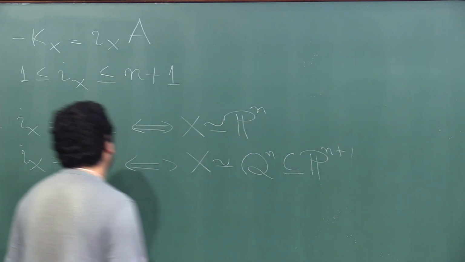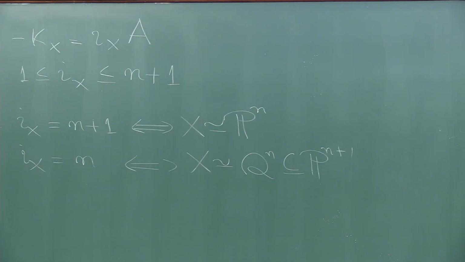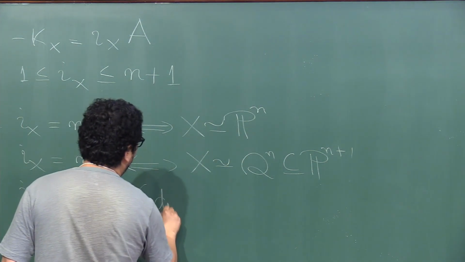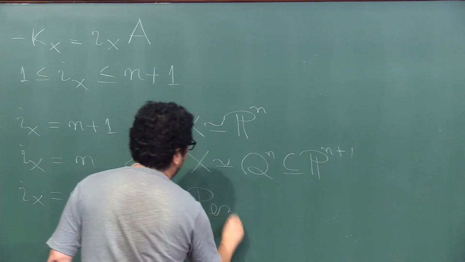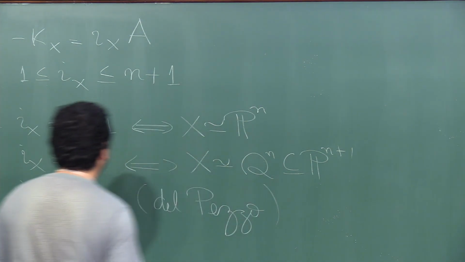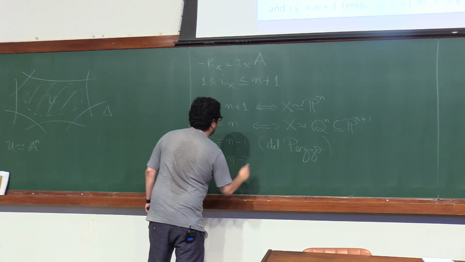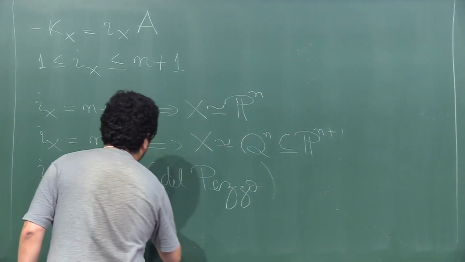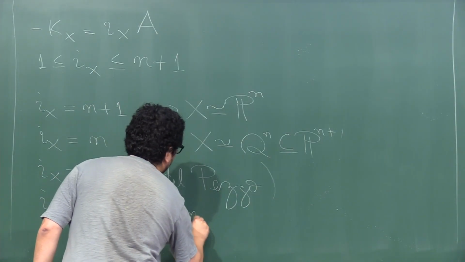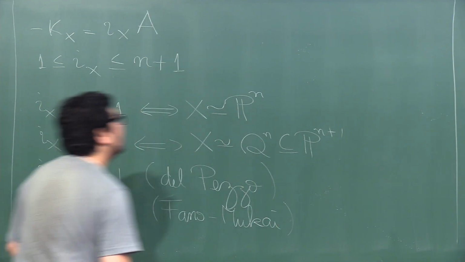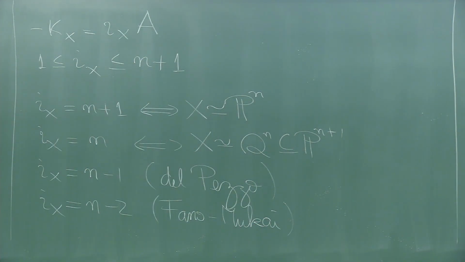And actually, we have a classification of Fano varieties with a high index. If the index is n minus 1, then these are the so-called del Pezzo varieties. I will speak about this again later. And if the Fano index is n minus 2, then these are Fano-Mukai varieties. So we have a classification when the Fano index is high.